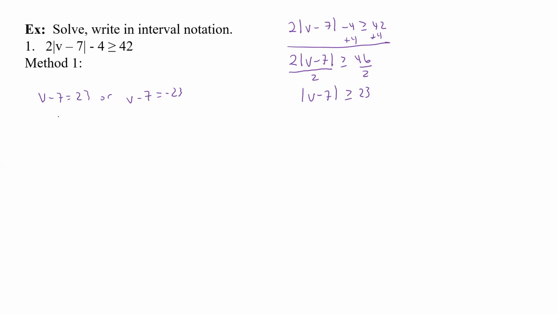And so now we solve. We add 7 to both sides here, and so v equals 30. Here we also add 7 to both sides, and v equals negative 16. So these are 2 points. On our number line, we'll say that's 30, that's negative 16. It doesn't have to be drawn to scale.